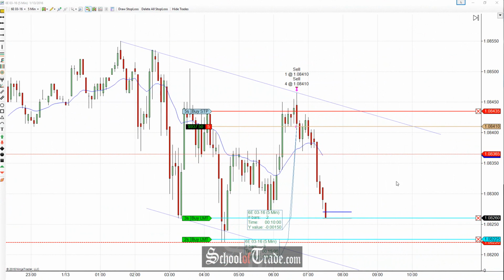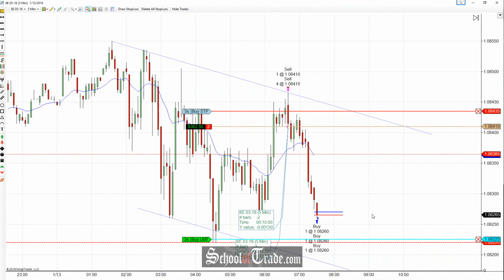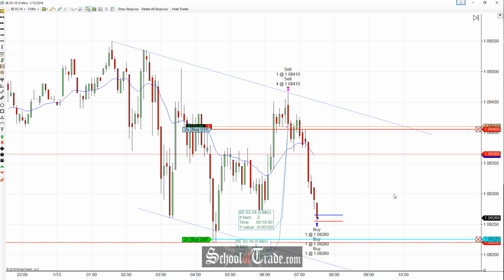All right, seeing continued follow through here, 1 tick away from our target. And there we get it filled. Wonderful. So we get our fill at 82.60. The rest of them, let's see, 2 contracts. Those are going to go to break even +1 now.